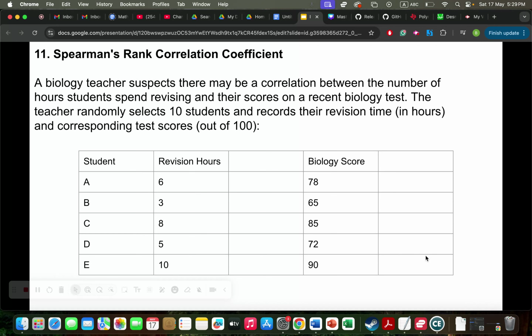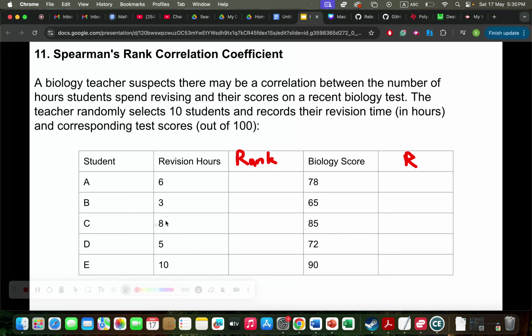And that's where, instead of using the raw data given to you, you will have to rank them first. Okay, so I'll show you really quickly how we do that. If you're getting raw data like this, you should always have an extra column, and we're going to call this the rank, for both the revision hours and the biology score. I'm going to call this rank as well, R in short.